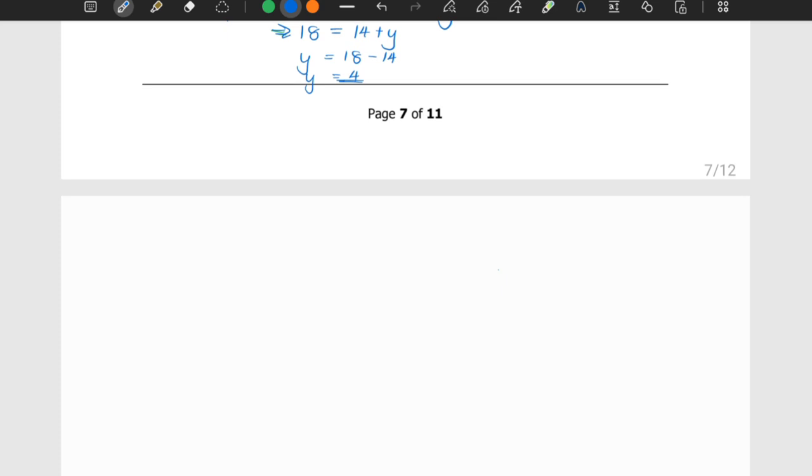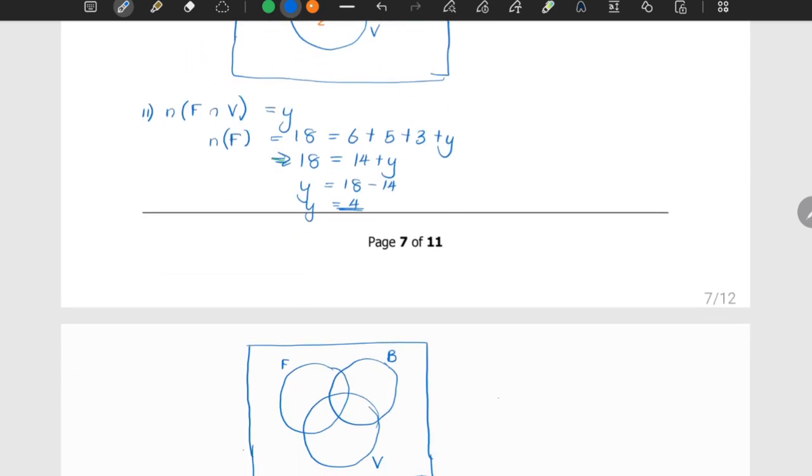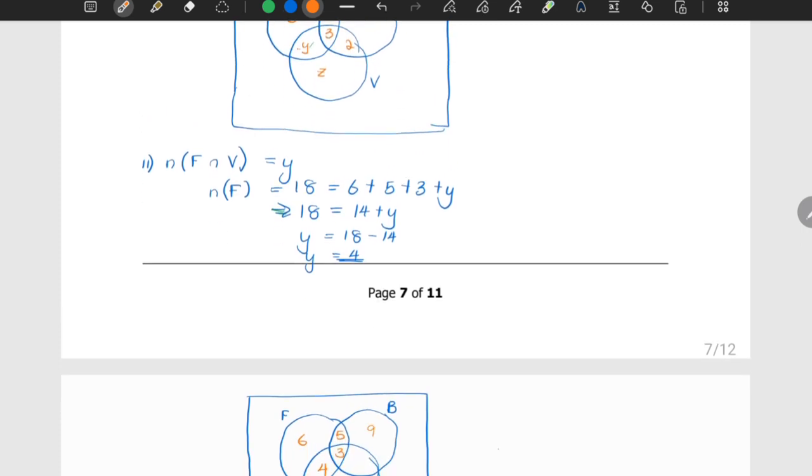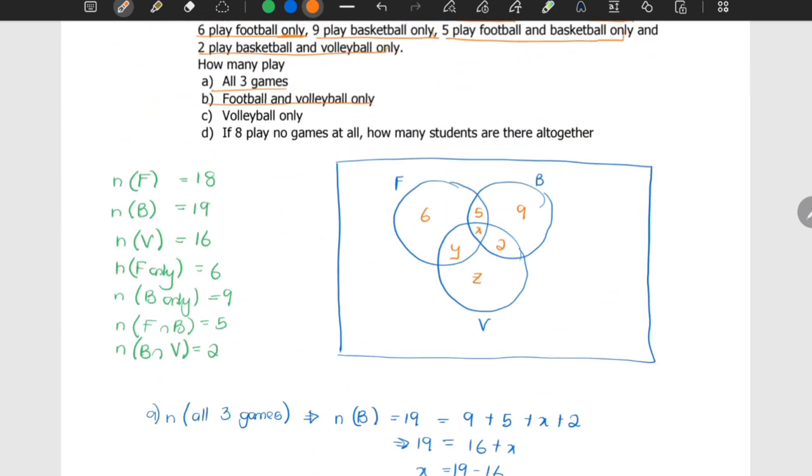So again, representing this, we have our sets. I'm going to start with football. We have basketball and we have volleyball. Looking at it again, we have 6. Now we know this is 4. We have calculated this to be 3. This is 5, this is 9, and this is 2. Perfect. See how we're filling the sets, starting with the easier stuff.